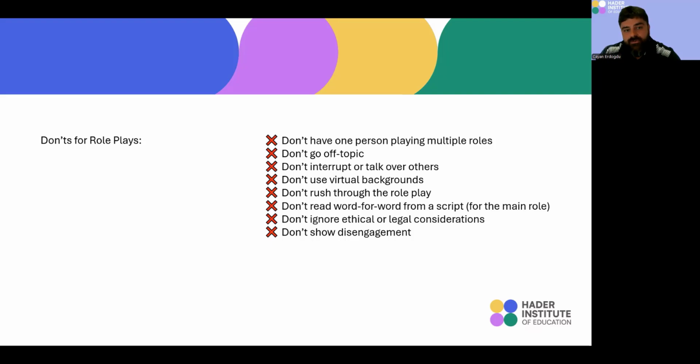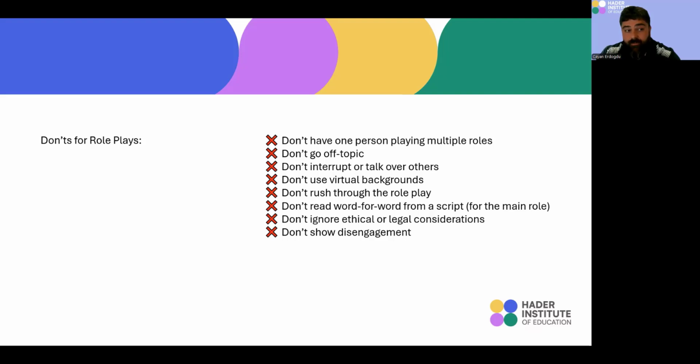Now let's go over the don'ts. These are common mistakes that can negatively impact your roleplay performance. First of all, don't have one person playing multiple roles. Each role should have a separate person to ensure a realistic interaction. Don't go off topic, so stick to the scenario and focus on the objectives of the role play. Next, don't interrupt or talk over others. Allow natural conversation flow and ensure all participants have a chance to speak.